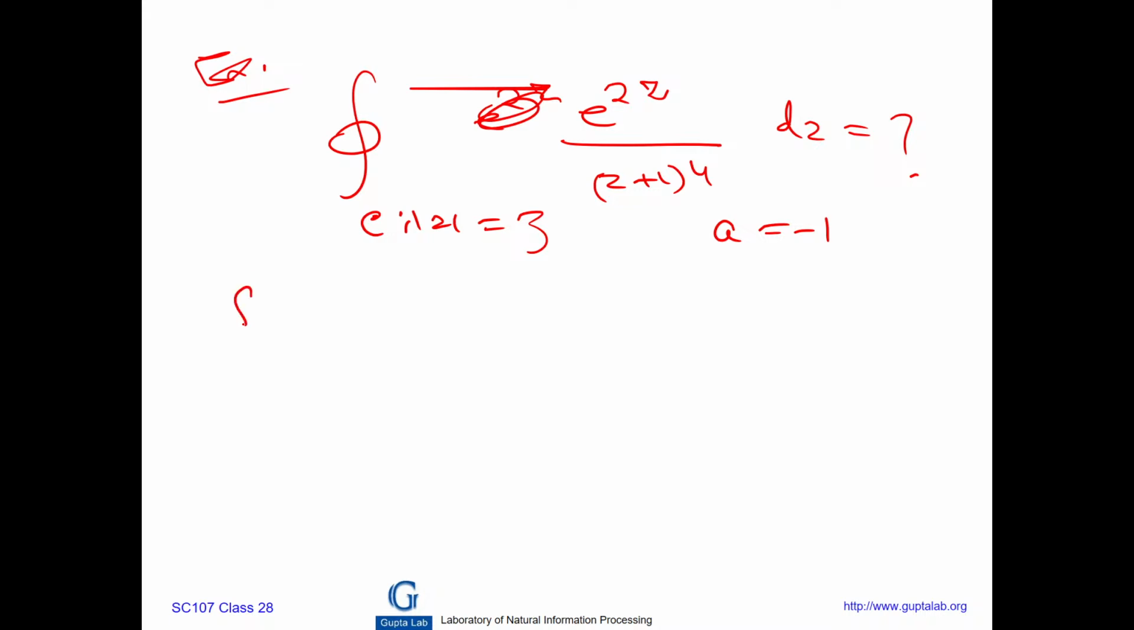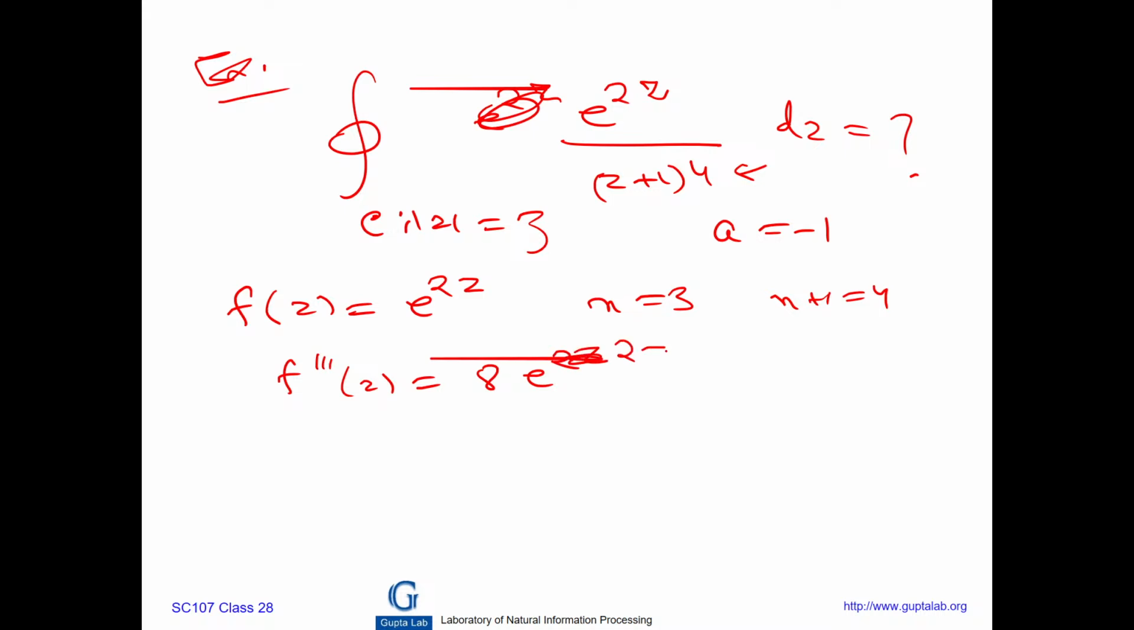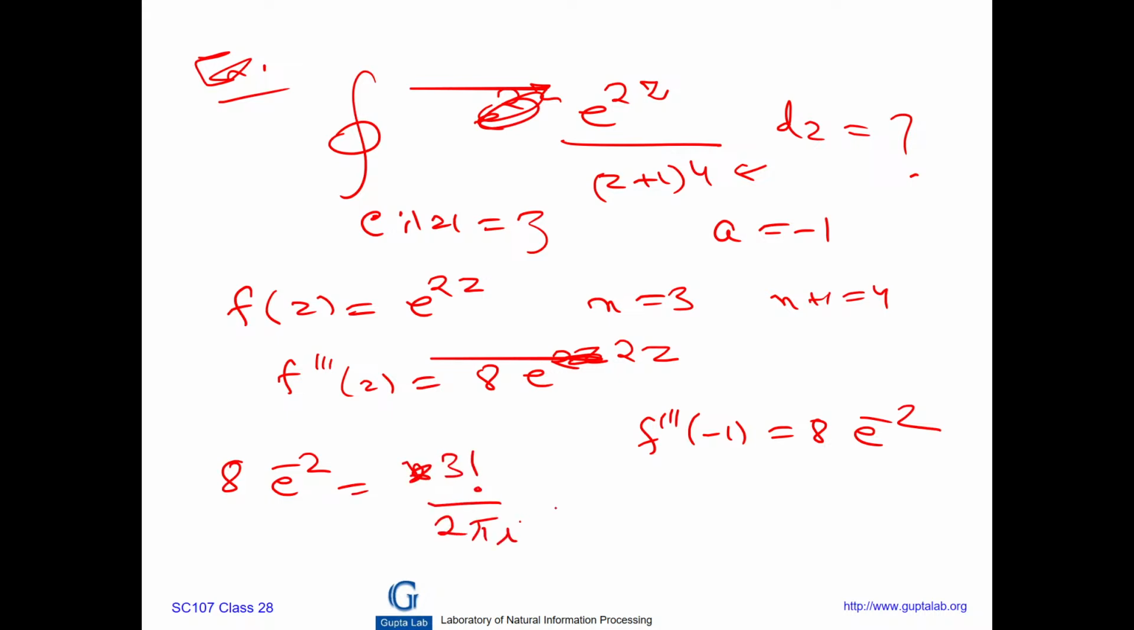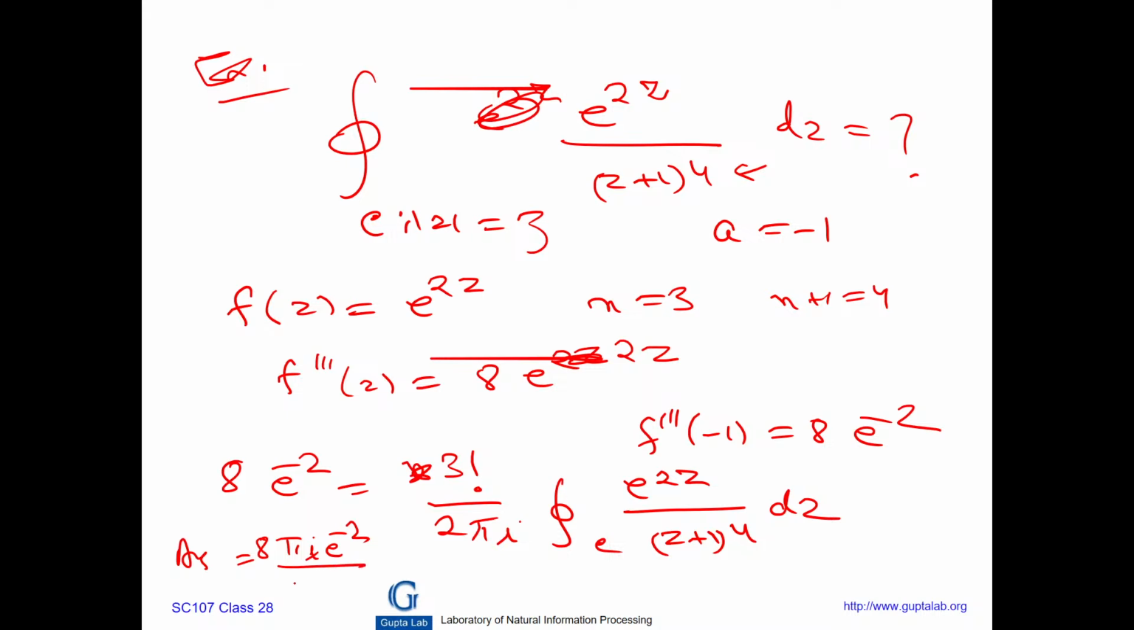So we can find f(z) = e^(2z), n = 3 here, this n+1 comes from here, n+1 = 4, right? So we have f'''(z) = 8 e^(2z). So f'''(−1) = 8 e^(−2). So 8 e^(−2) equals 3!/(2πi) times integration along C of e^(2z)/(z+1)^4 dz. So the answer is 8πi e^(−2)/3.